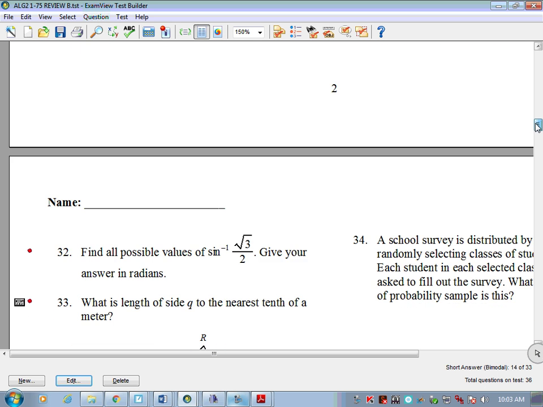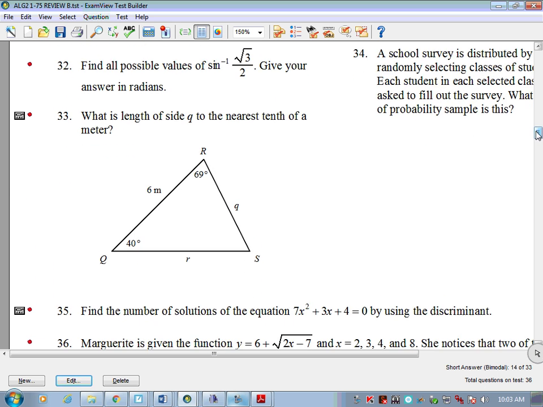All right, number 32: find all possible values of inverse sine radical 3 over 2. Give your answer in radians. Okay, so let's see, we'll look at this. Inverse sine radical 3 over 2.